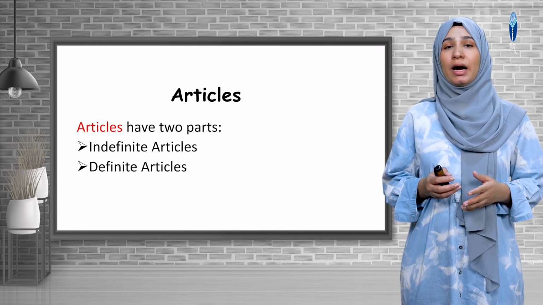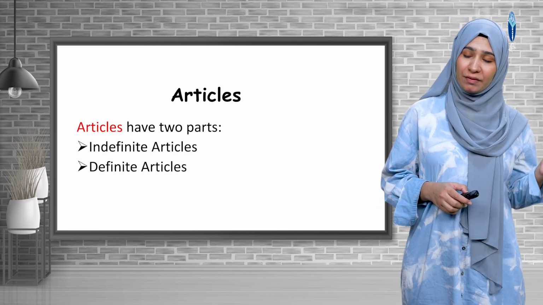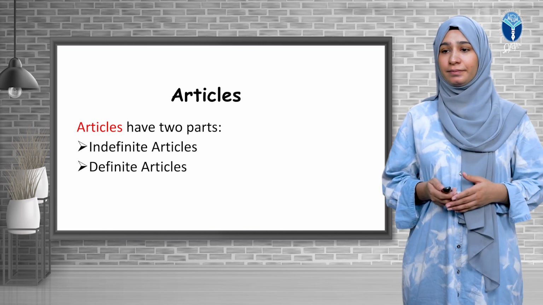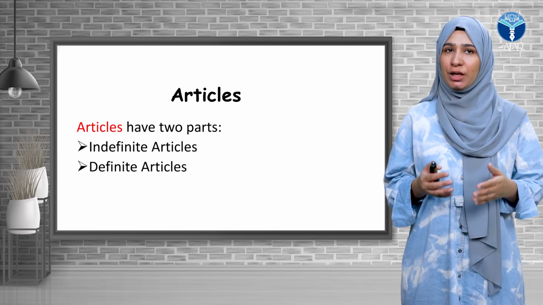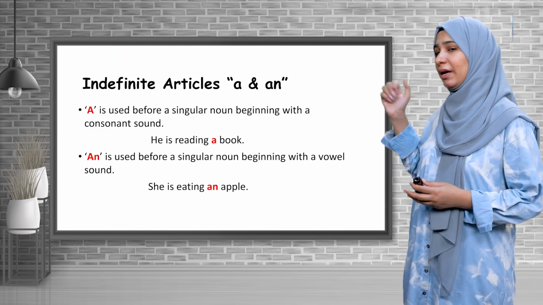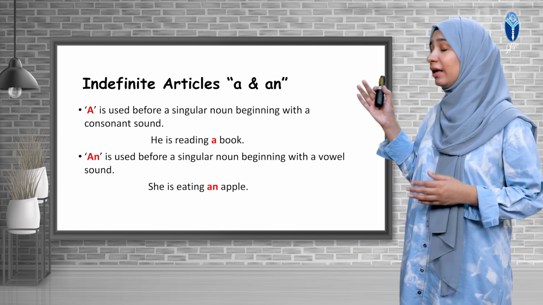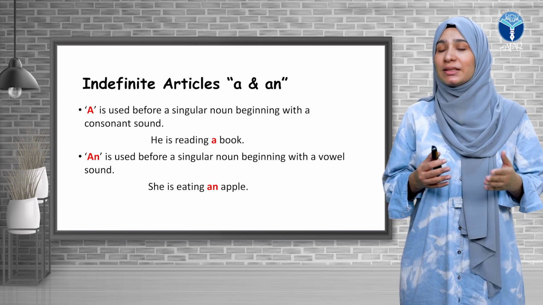So students, articles have two parts, indefinite articles and definite articles. Students, do you have any idea what are definite articles? So you don't have any idea. So now let me explain you. We have indefinite articles in which we use a and an. A is used before a singular noun beginning with a consonant sound.